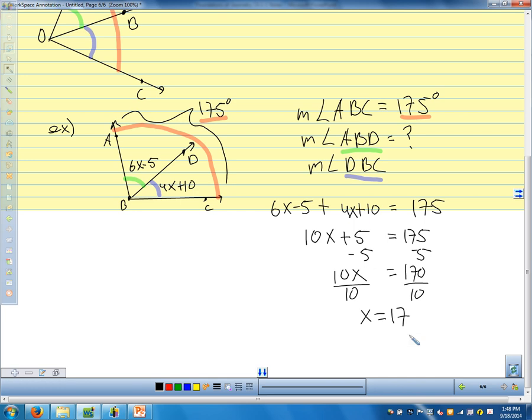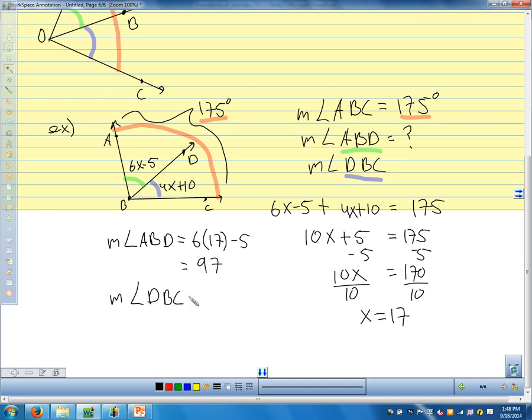Are we done? No, what does the problem ask us to do? We have to plug in x. It's asking us to find each piece. So measure of angle ABD is 6 times 17 minus 5. 6 times 17, 6 times 10 is 60, and 6 times 7 is 42. So this is 102 minus 5, which is 97. Yes?